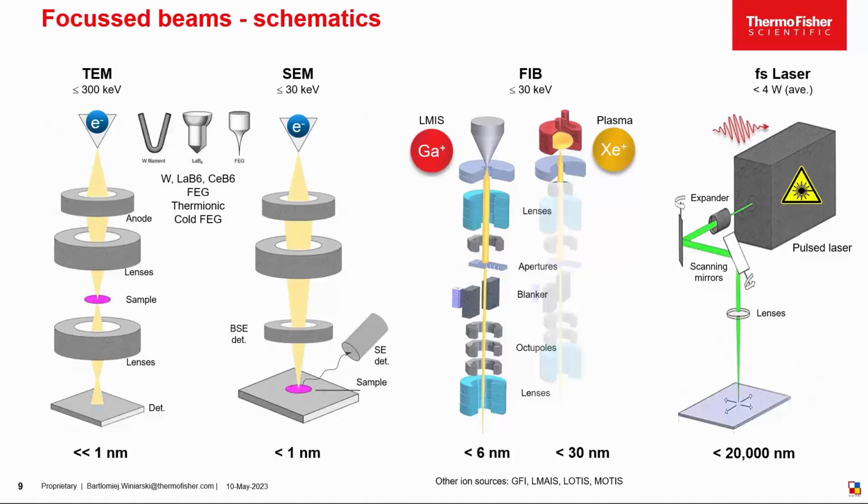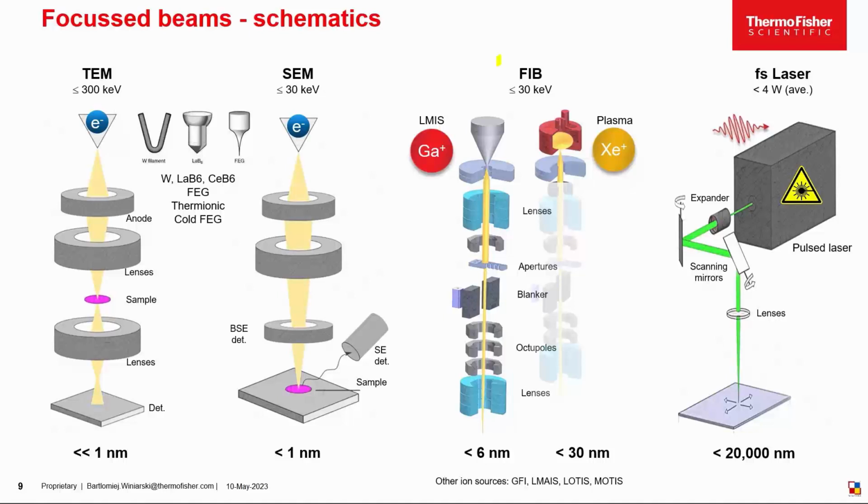path. Starting from the top of the columns, TEM and SEM have similar electron sources, for example tungsten filament, lanthanum or cesium hexaboride crystal source, field emission gun, thermionic or cold field emission gun. These have different lifetime, electron energy spread, maximum electron current density, and long-term performance stability.